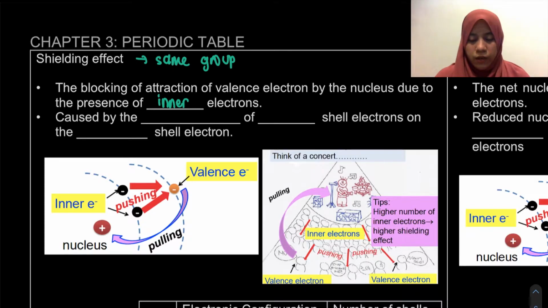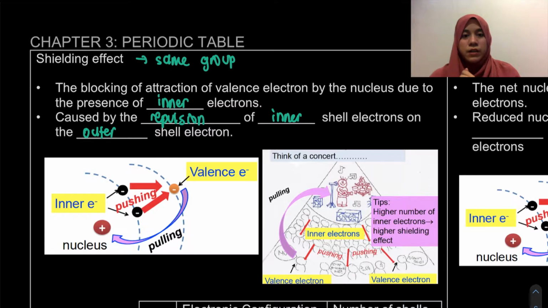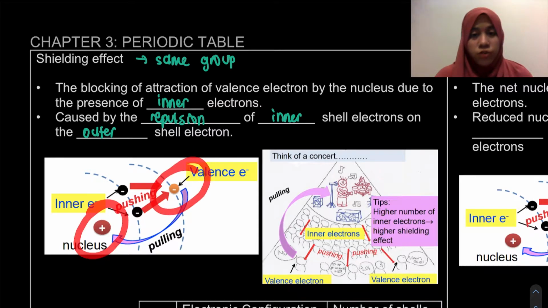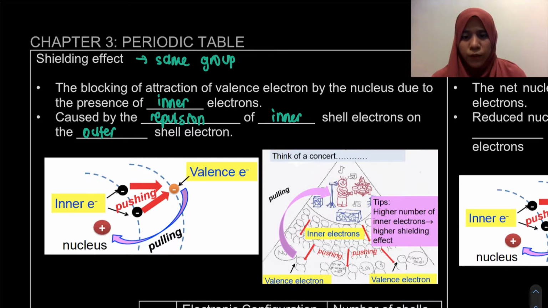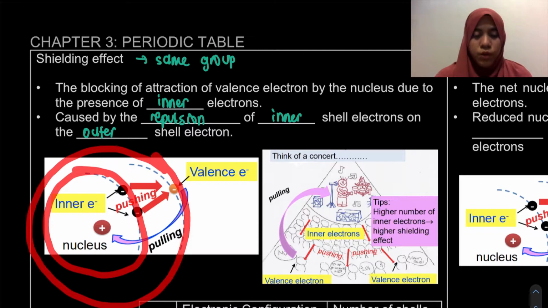So how does it work? It is caused by the repulsion of your inner shell electrons on the outer shell electrons. What does it mean? As I've mentioned before, there's attraction between our nucleus and our electron, because they are opposite charges. But then for our electrons themselves, for example the inner electrons, here n equals 1, and this is n equals 2. When n equals 2 has electrons, it means that n equals 1 must have electrons as well.